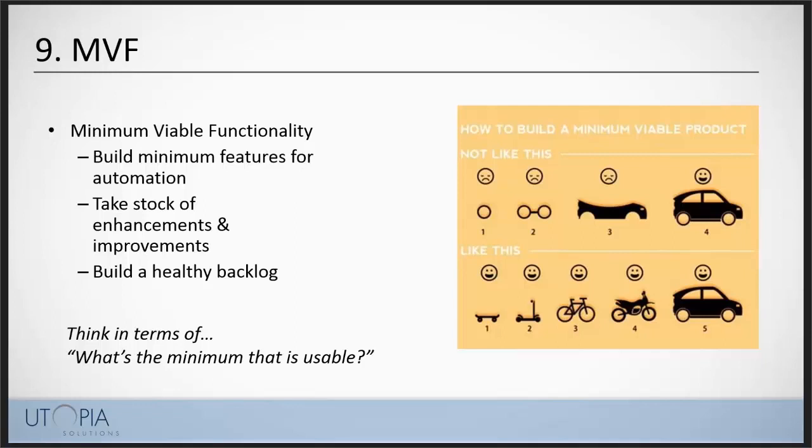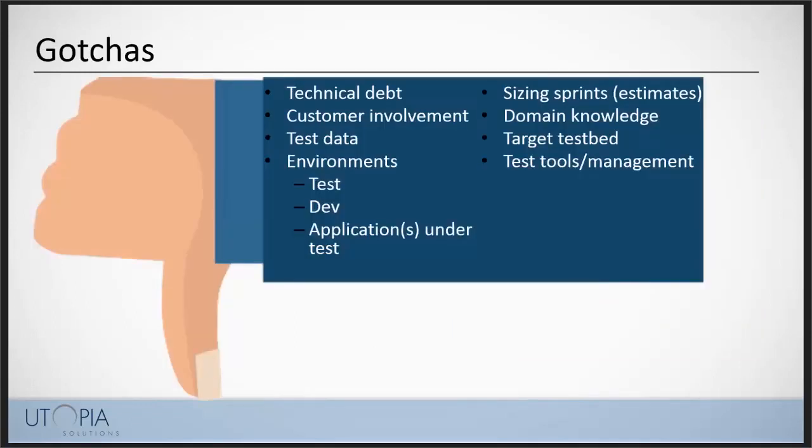And you want to build something for your customer that they can get their hands dirty with. So by taking a minimum viable functionality for each deliverable, it's usually enough that they can start using it. Don't be afraid, again, to tell them to put stuff in the backlog. Don't compromise velocity. Okay, those are the 9 principles. I do want to talk a little bit about gotchas just briefly.